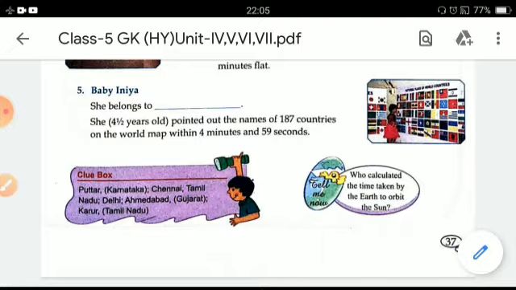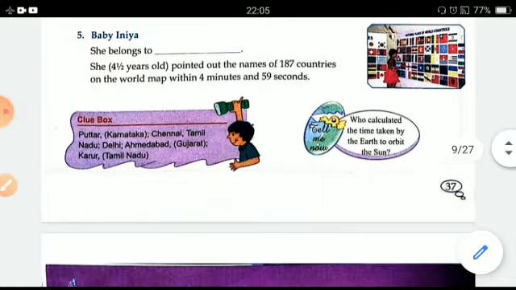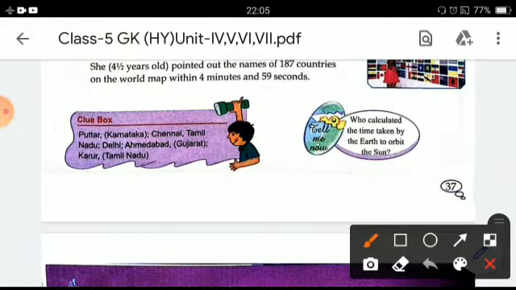Now it's time for Tell Me Now. Who calculated the time taken by the Earth to orbit the Sun? The right answer is Bhaskaracharya.